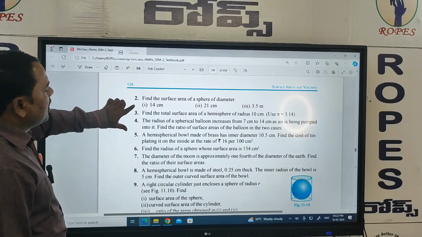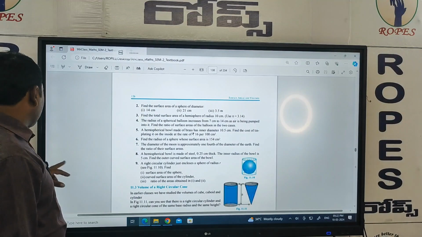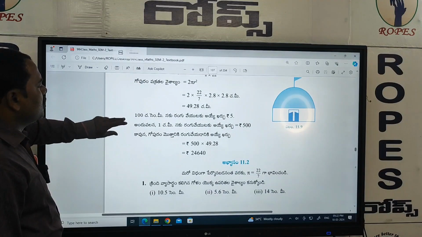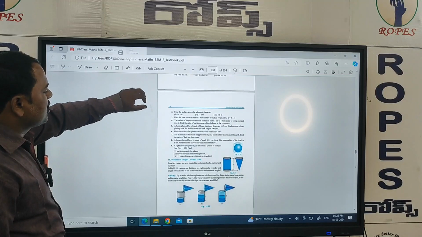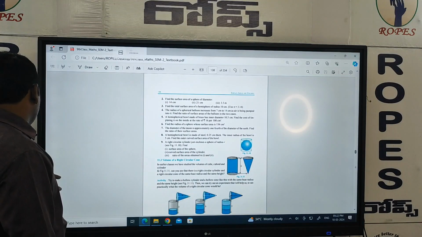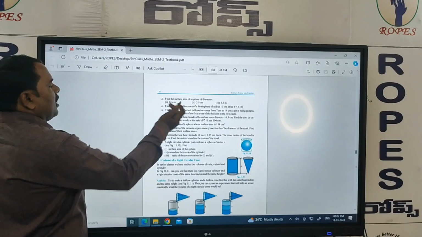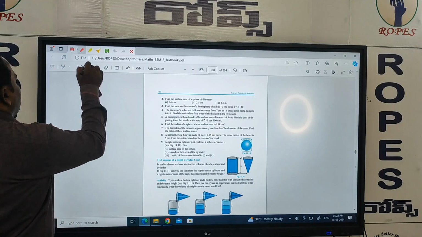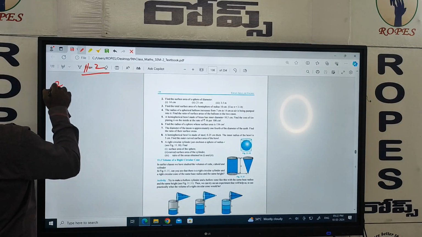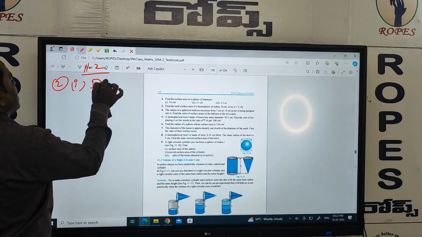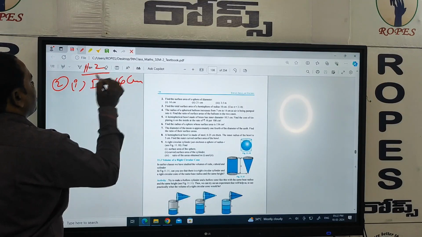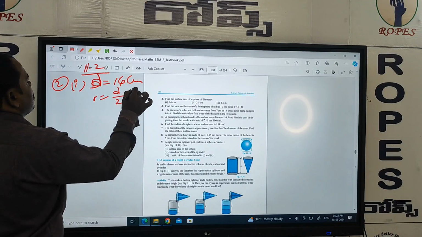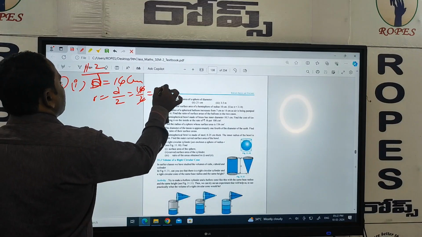The first one has a diameter of 14 centimeters. In exercise 11.2, in the second question, they gave the diameter of the sphere. By using the diameter, we will see how to find the surface area. Exercise 11.2, second question, first part: D is equal to 14 centimeters. From this, r is equal to D by 2, that is 14 by 2, which is 7 centimeters.